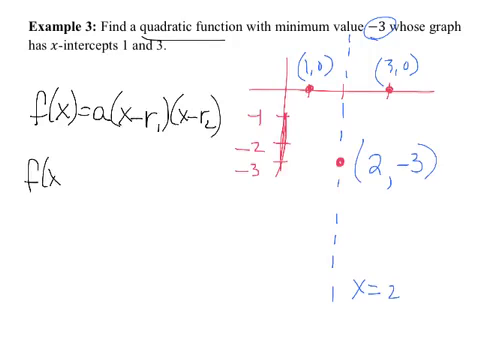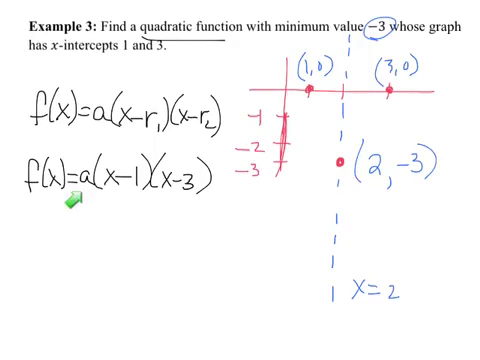This becomes x minus 1 and x minus 3. Now, the question is this, though. We need to get a. We can't get a until we do something else. And we use these two coordinates. So let's use the third coordinate here. 2, negative 3. Well, 2 is x and y is negative 3. So there's the y and there's the x's.